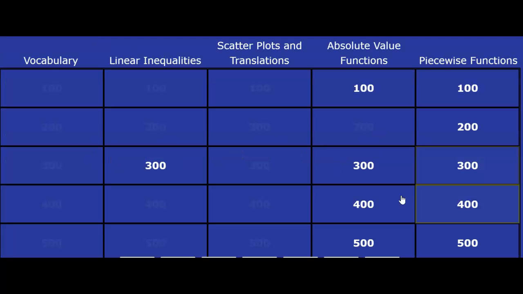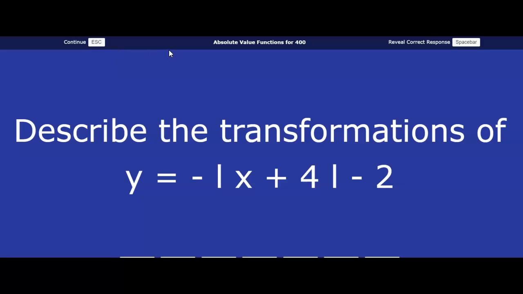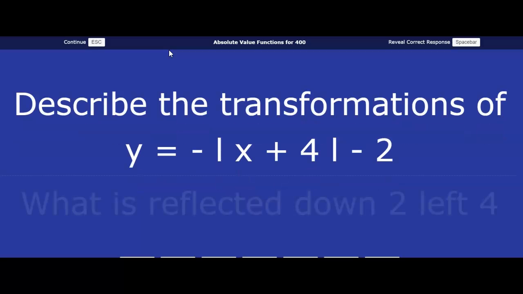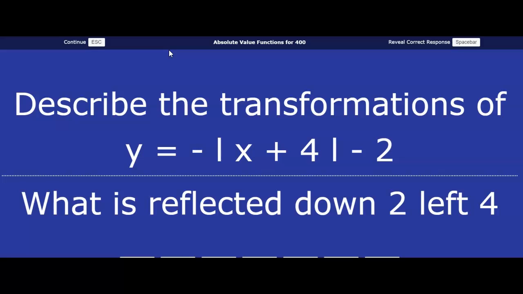Okay, describe the transformations. Reflected and shifted left 4 units. Excellent. Reflected, left 4, down 2. You can go back through and click these at home tonight to study.